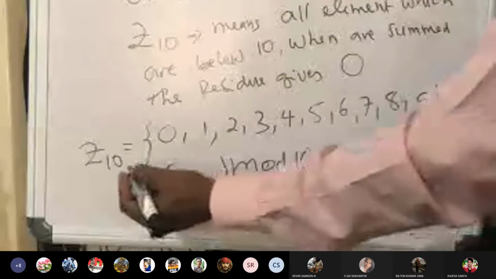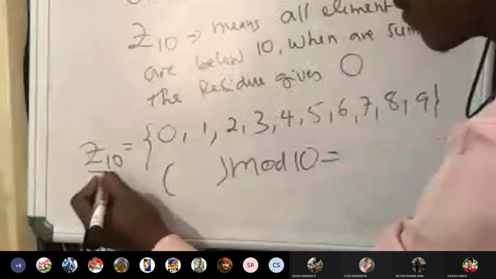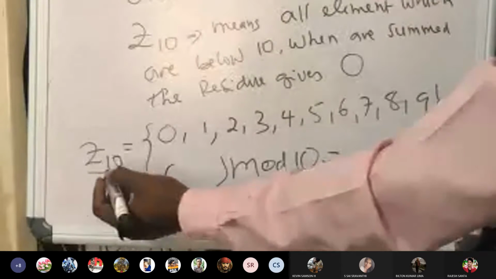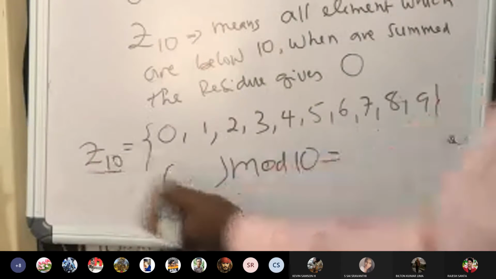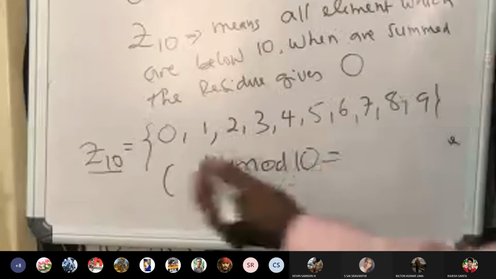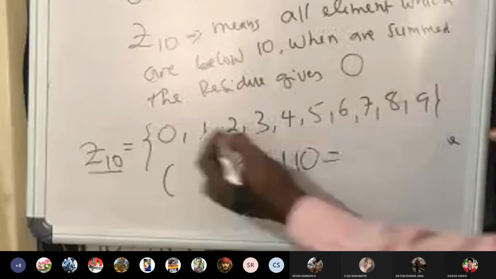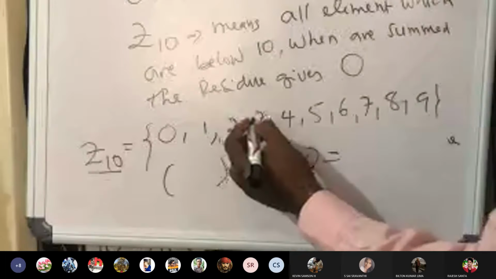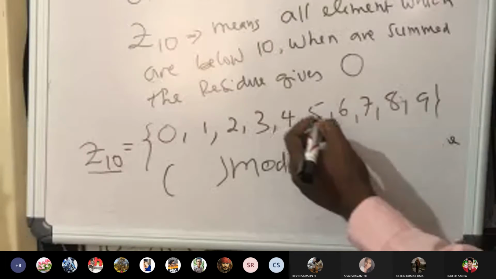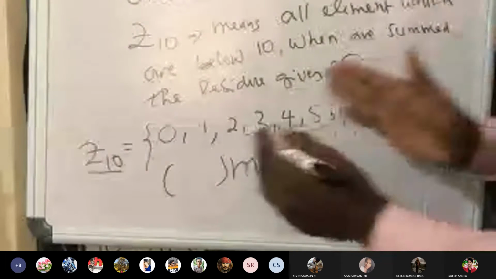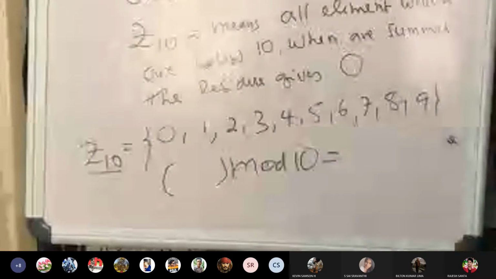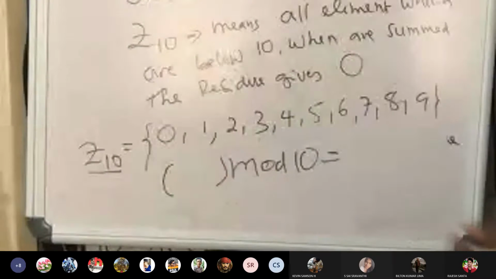When we add, as you can see, the set of integers, look here. What do we have here? Here we have the set of integers Z10. And we want to find in these elements, element 0, element 1, element 2, element 3, element 4, element 5, 6, 7, 9, which numbers can we add and they give the remainder equal to 0. Is it possible?